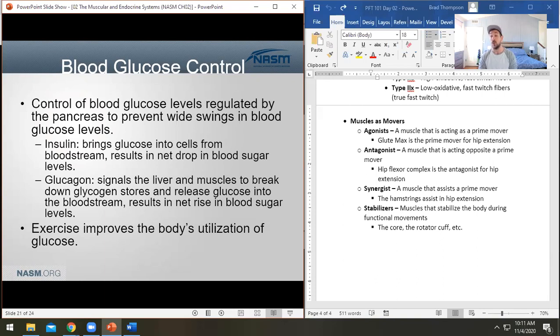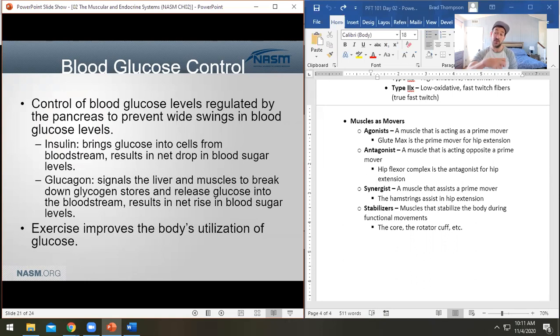Now, obviously, what happens if you don't eat anything? Let's say you're fasting or something like that, or you just haven't had a chance to eat all day. Well, that's where your pancreas will produce this other hormone called glucagon. And glucagon is the exact opposite of insulin.